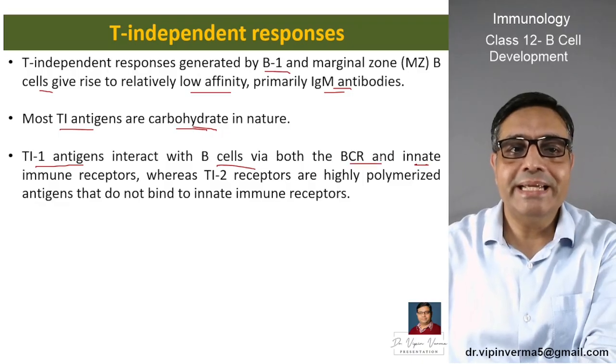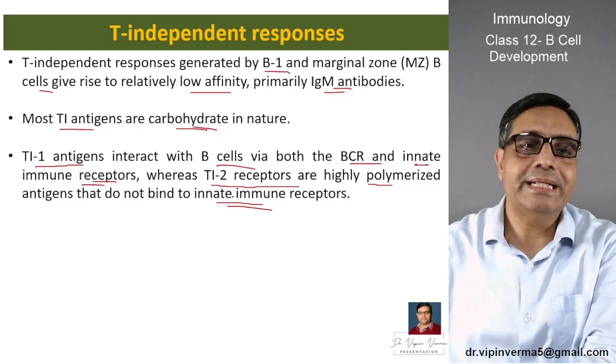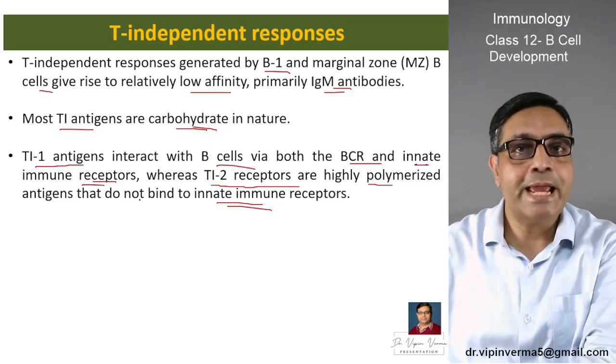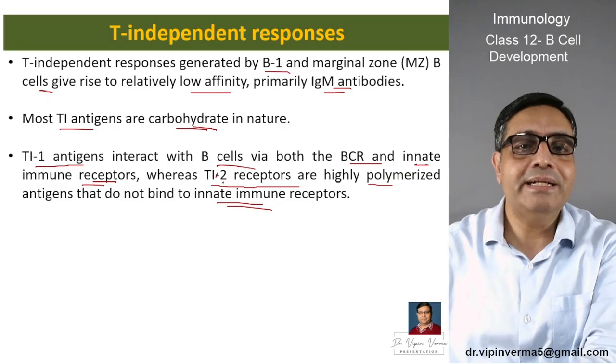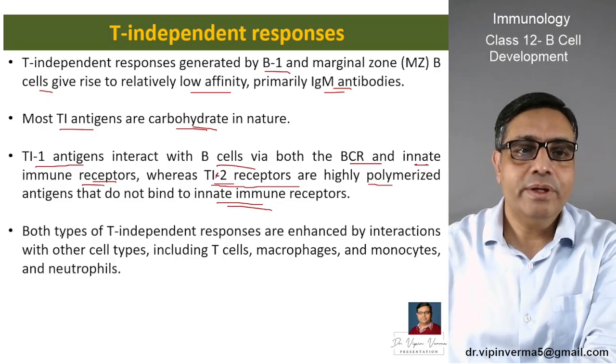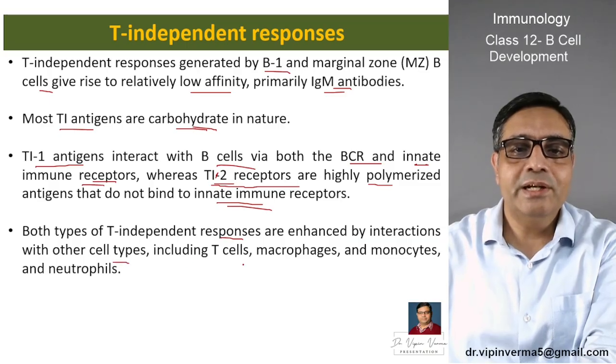both the BCR and innate immune receptors, whereas T independent type 2 antigens are highly polymerized antigens that do not bind to the innate immune receptors. That is the major difference between the T independent type 1 antigens and T independent type 2 antigens. Okay, now both types of T independent responses are enhanced by interactions with other cell types, including T cells, macrophages, monocytes and neutrophils. All right, so these cells increase or enhance the interaction, right?